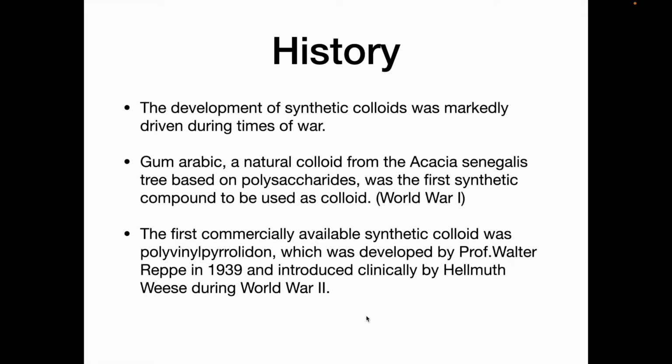The colloids, that is the synthetic colloids, were mainly developed during the time of the wars. In World War I, gum arabica, a natural colloid from the acacia plant, which was a polysaccharide, was the first synthetic compound to be used as a colloid. In World War II, the commercially available synthetic colloid, polyvinyl pyrrolidone, was developed by Professor Walter Rippi in 1939, and in clinical practice it was introduced by Helmut Weiss.